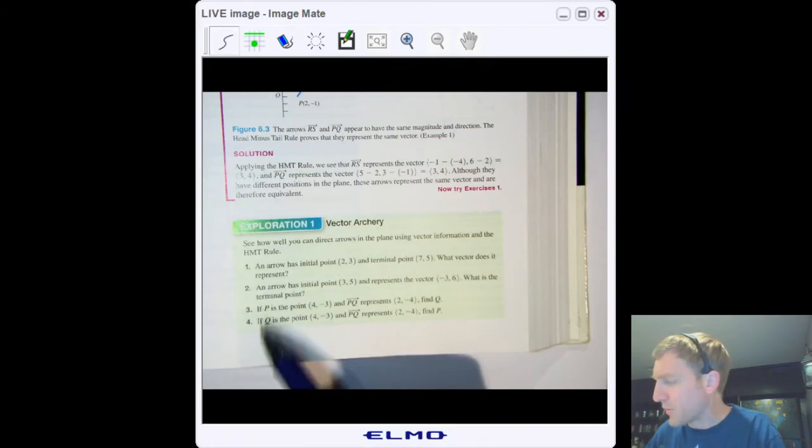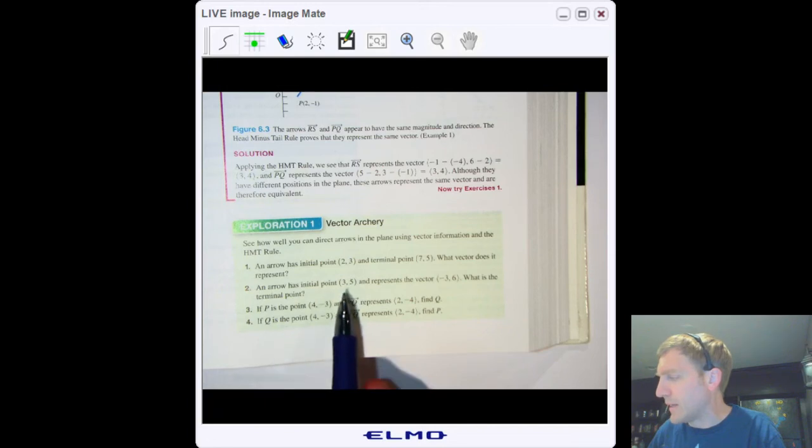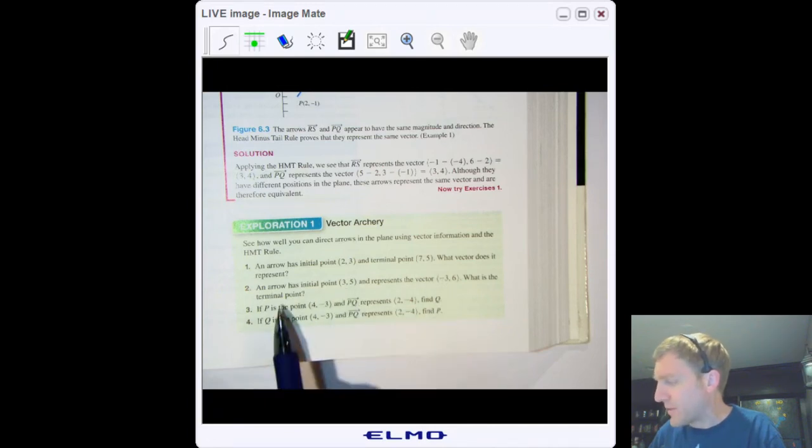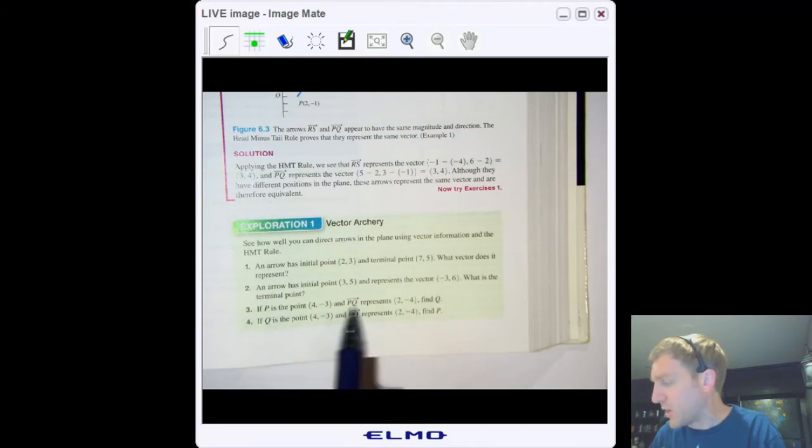Now, 2, 3, and 4, however, are a little different. It gives you an initial point and a vector. Find the terminal point. Same thing for 3 and 4, or similar, not the same, similar. It gives you 1 point and the vector. Find the other point. Now notice 3, when it says PQ, that means that you're going from P to Q. So P is initial, Q is the terminal. In number 3, P is the initial point and you have the vector. Find Q, the terminal point.